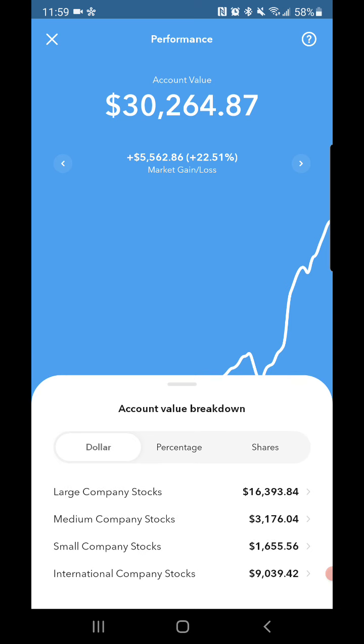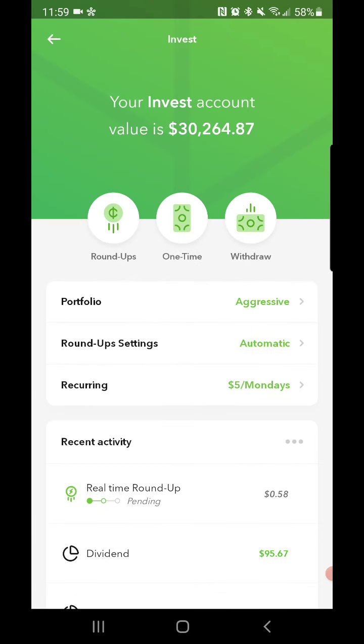You can see my account value breakdown: $16,393 in large company stocks, $3,176 in medium company stocks, $1,655 in small company stocks, and $9,039 in international company stocks. So overall, I'm pretty satisfied with how my portfolio remains.